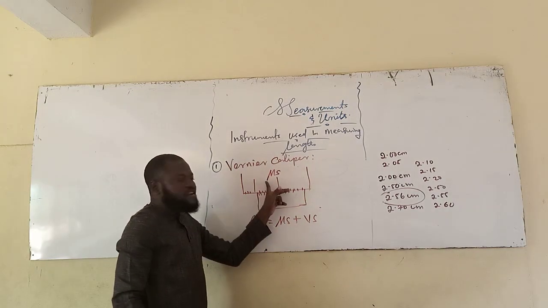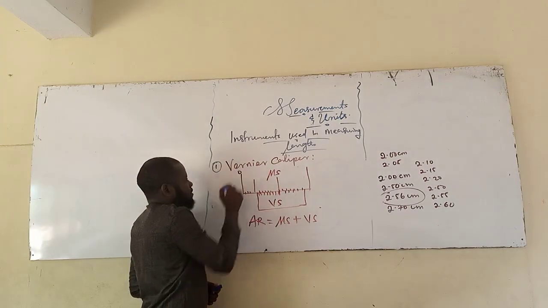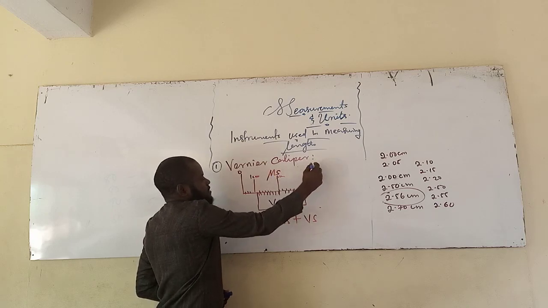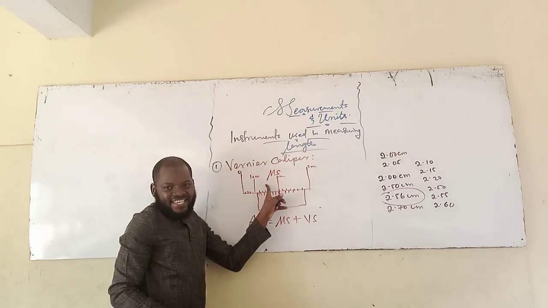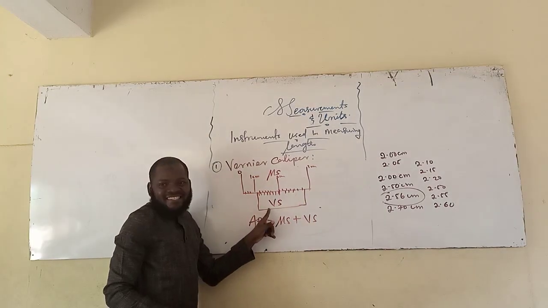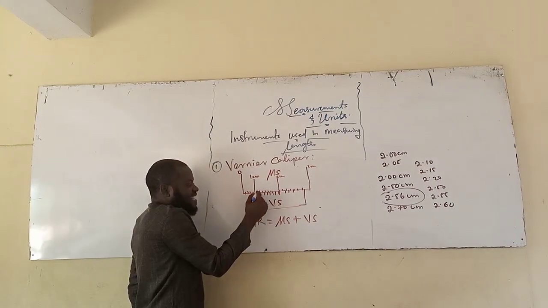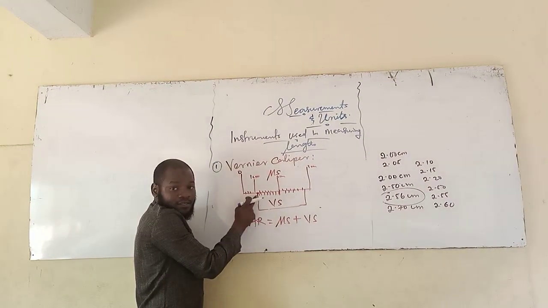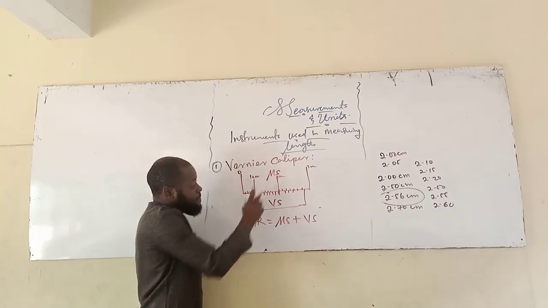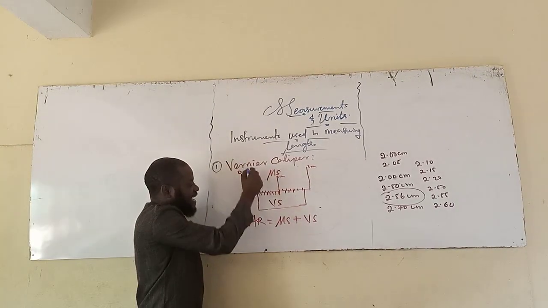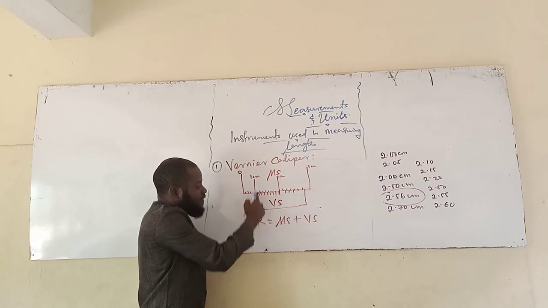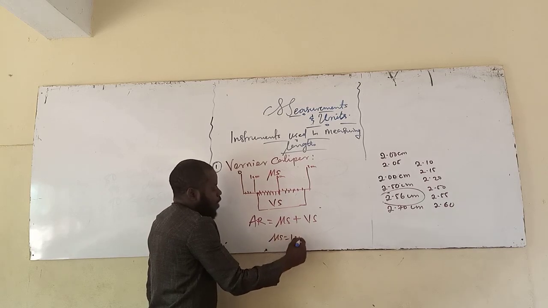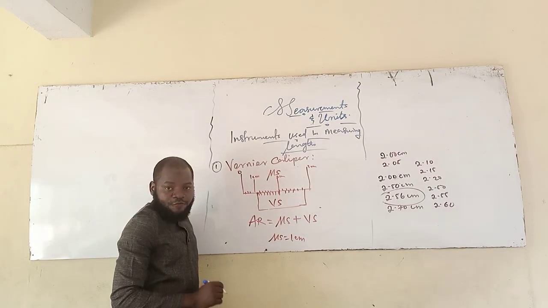Now, how do you know the reading on the main scale? Let's say this is zero, and this is 1 centimeter. This is 2 centimeter. This is 3 centimeter. The reading on the main scale is the reading before the vernier scale. You can see that the vernier scale is starting from here. So the reading that you have before this line is the reading on the main scale. You can see it is 1 centimeter that we have before this vernier scale line. Therefore, the main scale reading is going to be 1 centimeter. Are you following?